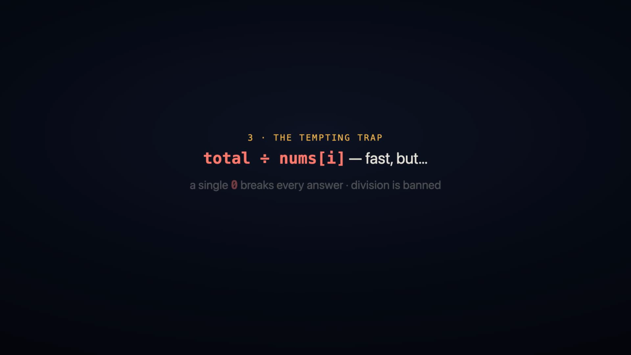Here's the shortcut almost everyone reaches for. Multiply the whole array once, then divide that total by the number at each spot. Fast, but it breaks. A 0 means dividing by 0, and every answer goes wrong. And the problem bans division outright. We need one pass, no dividing.